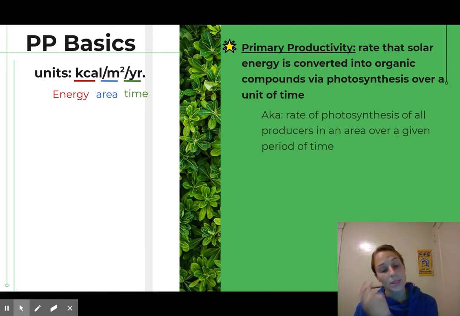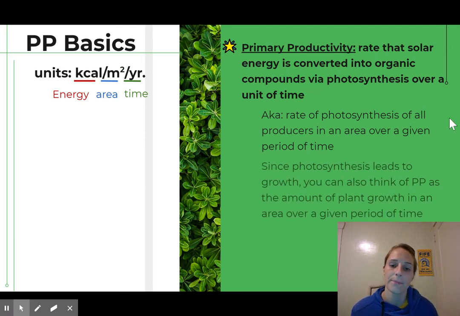Now, sometimes I think it's a little bit simpler to actually just think of it as the rate of photosynthesis of all producers in an area over a given time, because the rate that solar energy is converted into organic compounds via photosynthesis, basically think about if you look at this certain area, what is the rate of photosynthesis? And another way to think of it is because photosynthesis leads to growth, you can also think of primary productivity just as the amount of plant growth in an area over a given period of time.